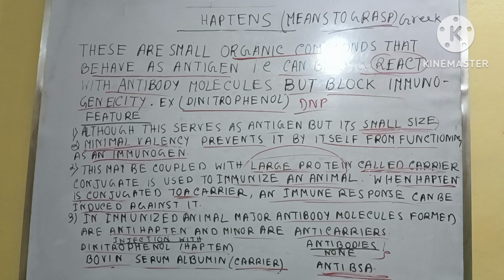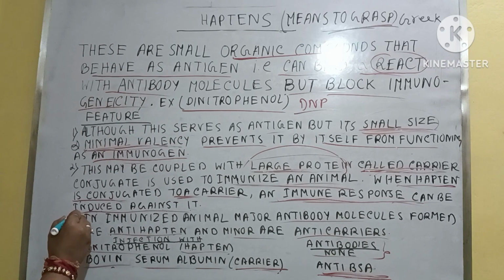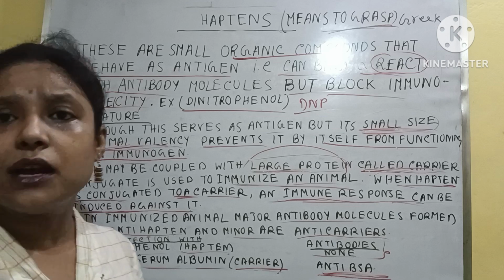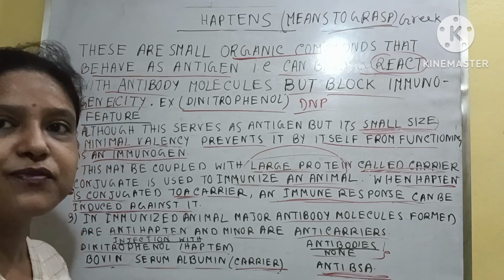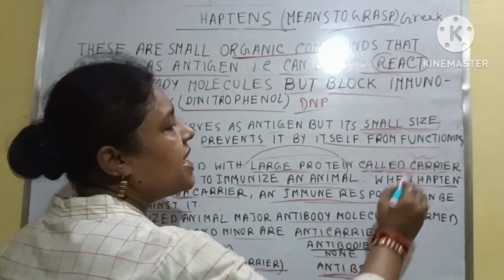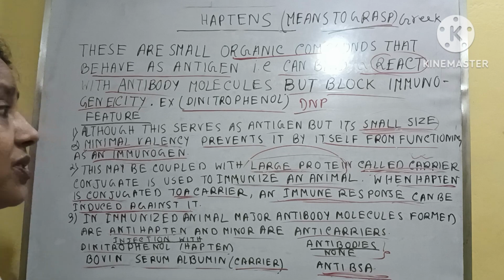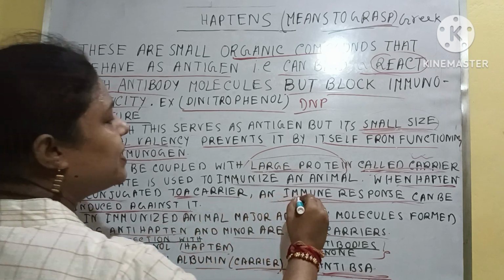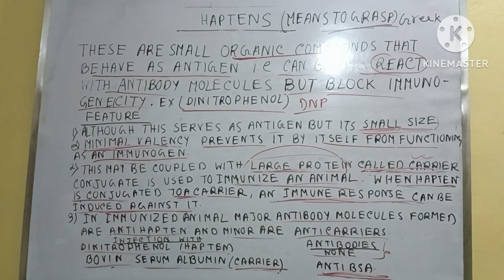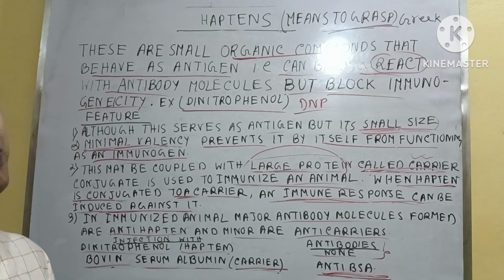Okay, so this is the immune response that can be induced against it. Binding of carrier, or the complex formation, is seen when carrier and hapten both bind to each other and then bind to the antibody molecules. In that situation, immune response can be induced against it, and anti-hapten and anti-carrier both are formed.